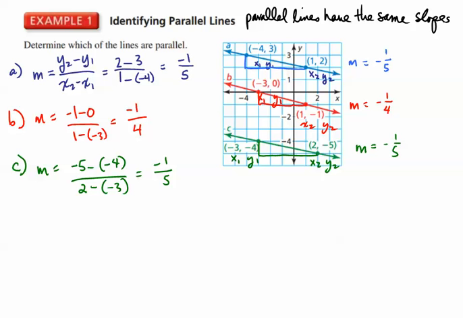Now, which of these lines are parallel? The lines that have the same slope will be parallel. So A and C are parallel. All right, and that does it for example 1.